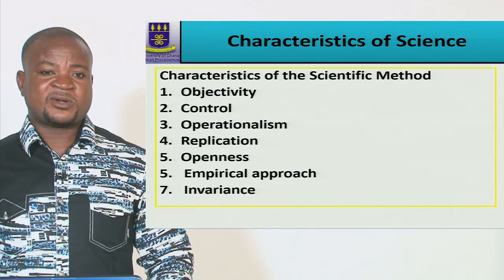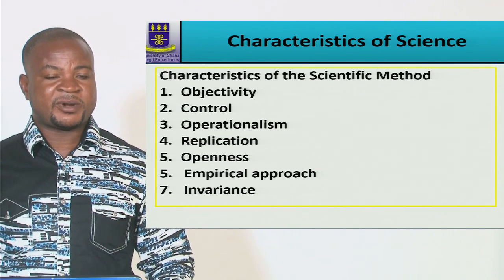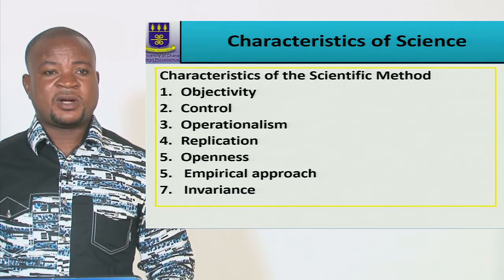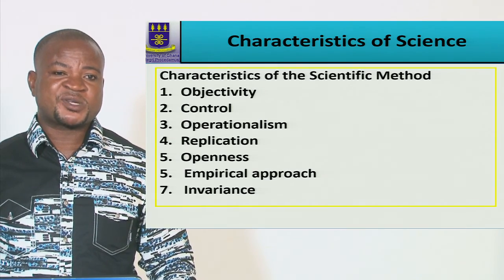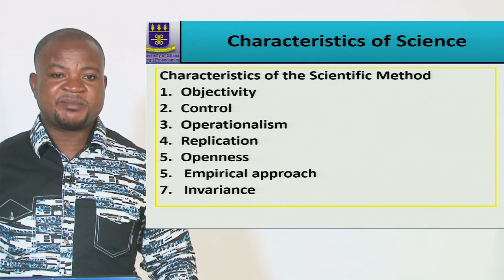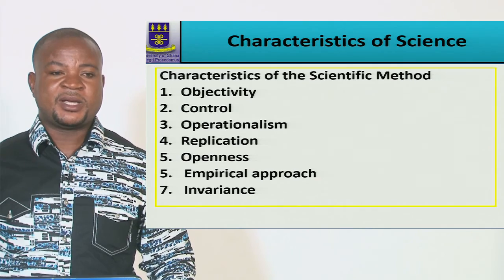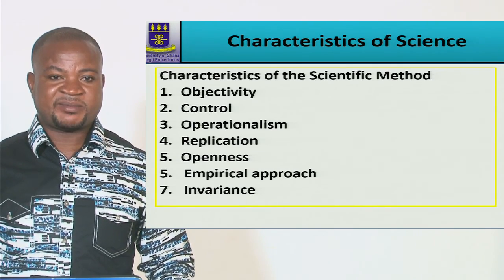And then also another feature of scientific method is replication. Whatever studies or inquiry that somebody has done and has come up with a result, it should be possible for another scientist to repeat it and get the same finding. That is what we refer to as replication. It should be possible for another researcher to repeat the study and get the same thing.